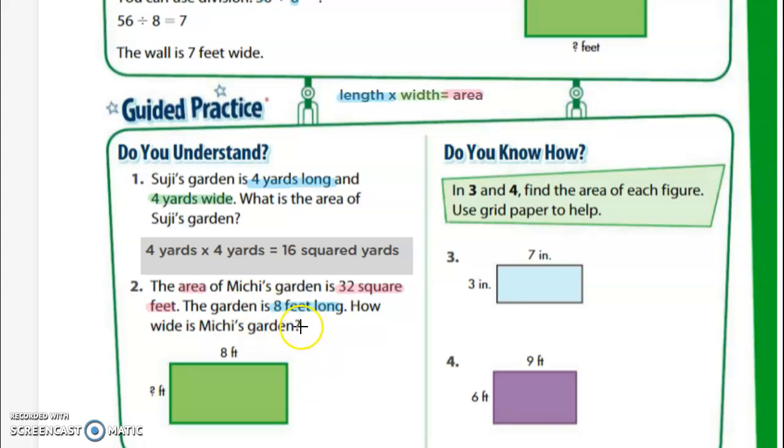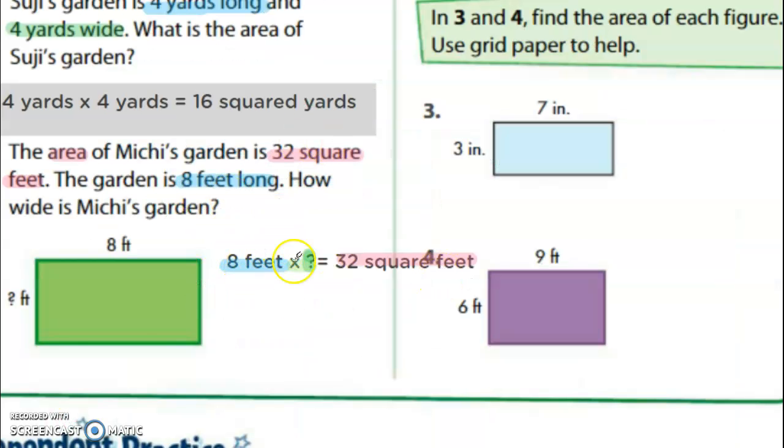So I have my length, 8 feet. I do not know what my width is, but I know my area is 32 square feet. Now I can't answer this multiplication problem because we have a missing number. When we have a missing number, I need to get that missing number all by itself to answer the problem, and I can use fact families to do that.